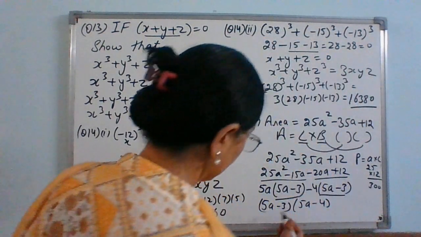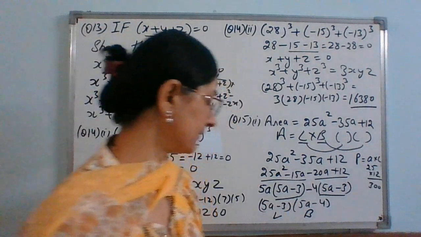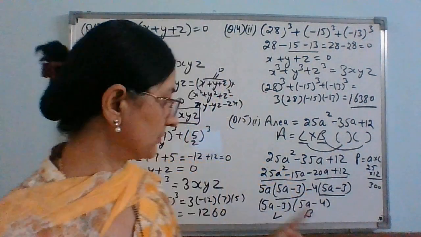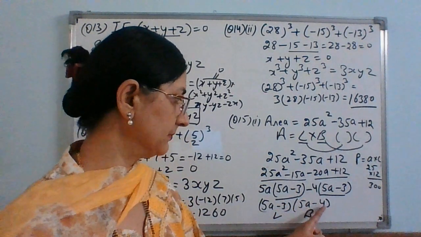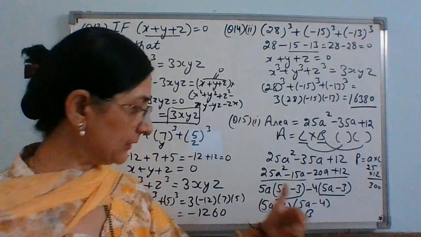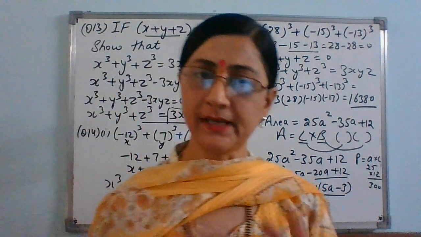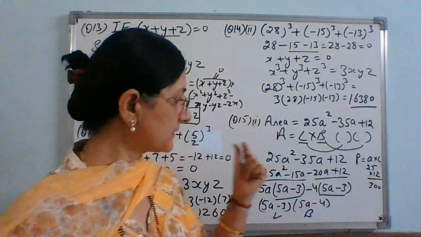Right? 5a minus 3 and 5a minus 4, you can say that one is the length and the other is the breadth. The longer one can be the length. So if you are subtracting the smaller term, that has to be the length. Subtracting the larger value, the value will be less, that will be the breadth. So this is the area, right? To find the expressions for length and breadth, just factorize.